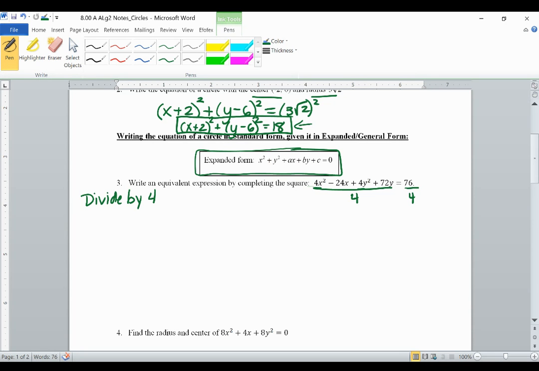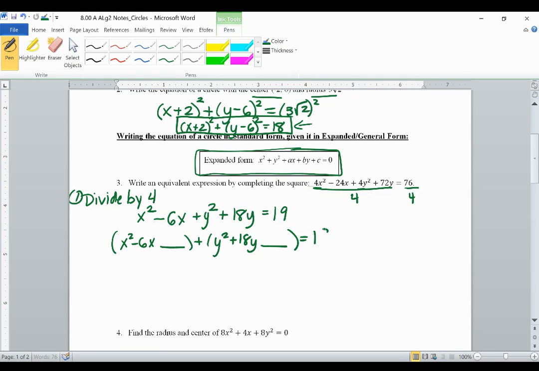So I get, let's see, let's make this a 1. We're going to get x squared, 24 over 4 is going to give us negative 6x, plus y squared, plus 72 divided by 4 will give us 18y, and 76 divided by 4 will give us 19. All right, so my x's are all grouped together here, and my y's are too. I'm just going to rewrite this with a little blank here. So x squared minus 6x blank, and group those together, plus y squared plus 18y blank equals 19.